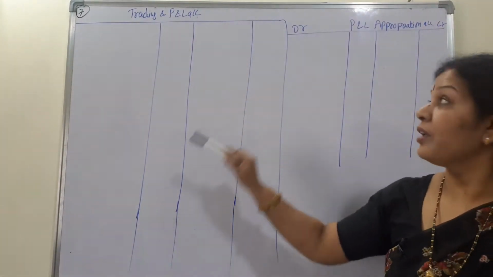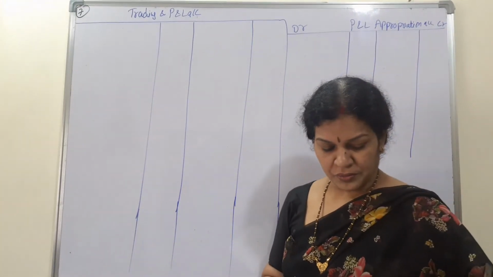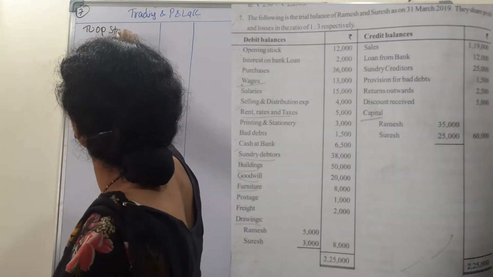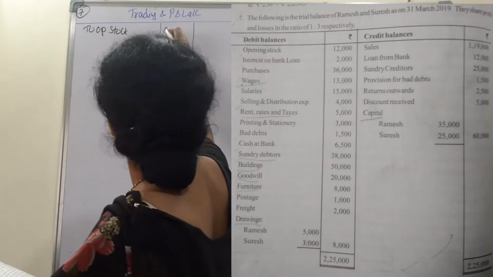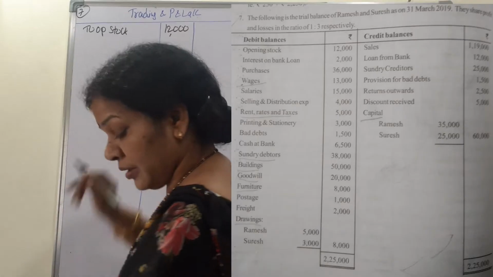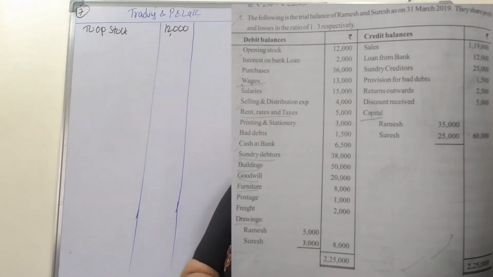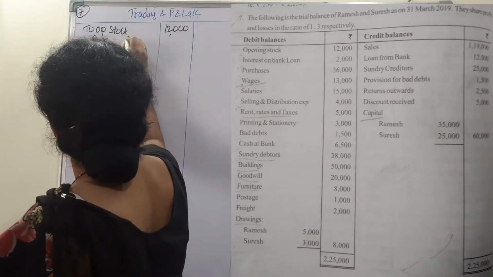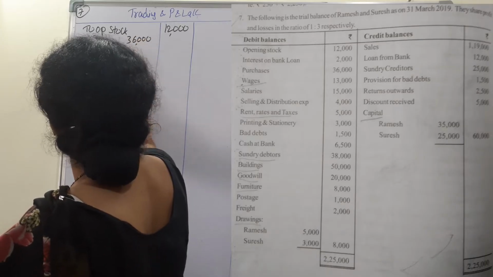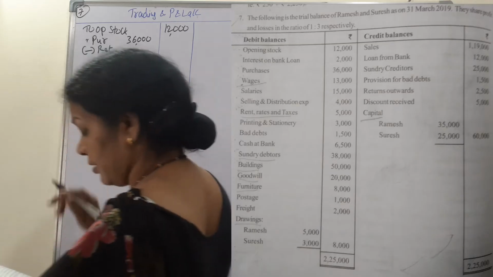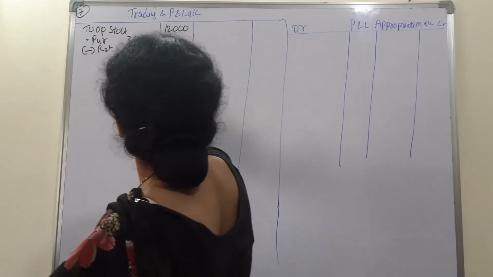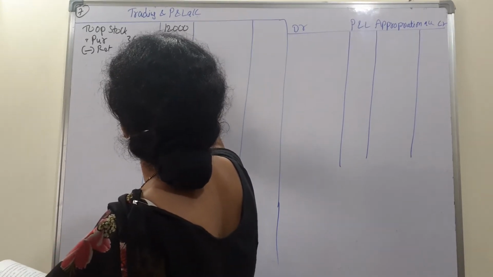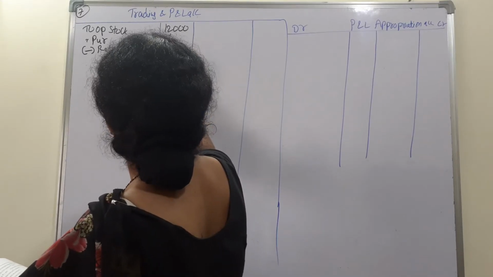Already I have drawn the trading, profit and loss account and appropriation account. First we'll take opening stock. To opening stock, it is 12,000. And purchases: since the purchase returns are on the credit side, we'll write purchases in the inner column. To purchases 36,000, minus purchase returns 2,500, which gives 33,500.